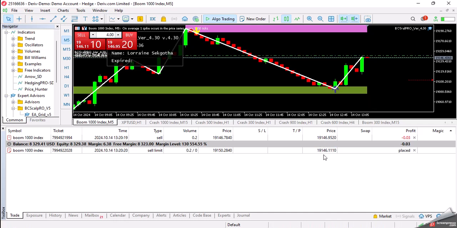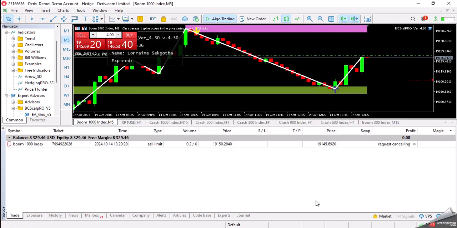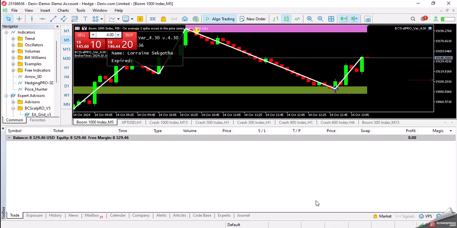You see, the first one we said it should wait for the market to be in profit. Now it's on profit again. Then you can come back here and set hard close to true. If you take hard close true, you will close everything at once. That is the difference between stop trade and hard close.